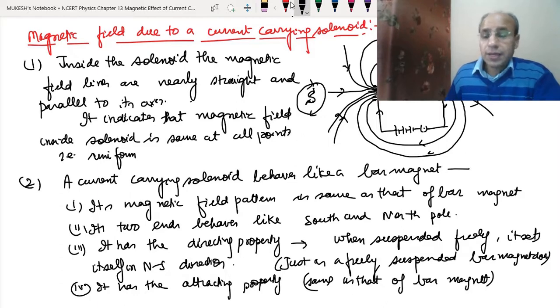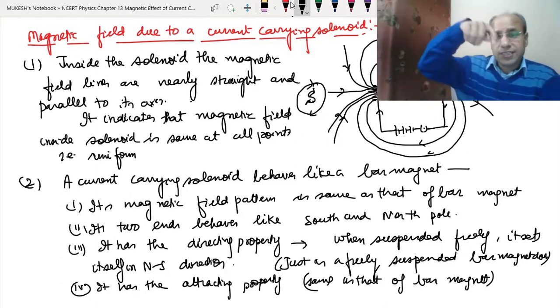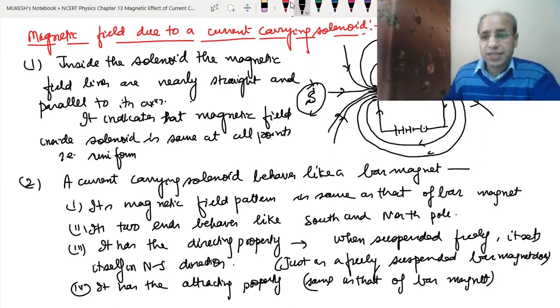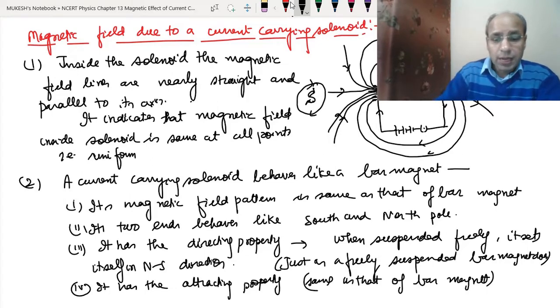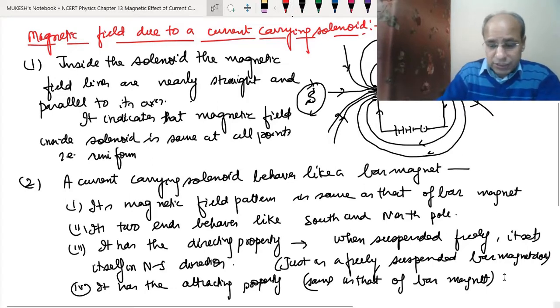Okay. It has the directing property. That means when it is suspended freely, it will adjust into the north-south direction just as the bar magnet, and it has the attracting property just like the bar magnet, that like poles repel each other and unlike poles attract each other.